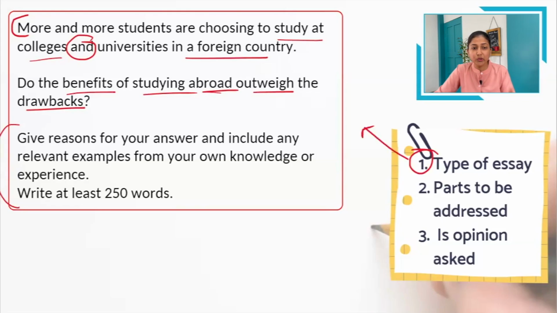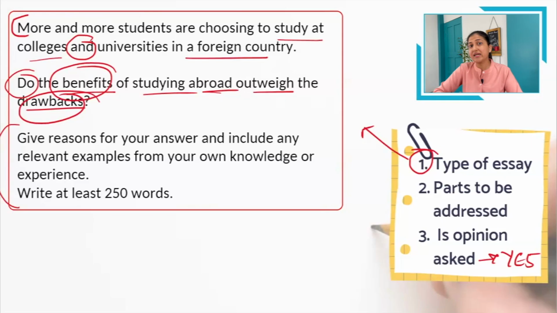See, it says, do the benefits of so and so outweigh the drawbacks. Okay. So do the benefits of something outweigh the drawbacks? Is it asking you for your opinion? Yes, it is asking. So do you think if the opinion is asked, it's an opinion essay? But you see, it says benefits, drawbacks. These are synonyms for advantage, disadvantage, right? So would it be an advantage, disadvantage essay or an opinion essay? Think about it and tell me.